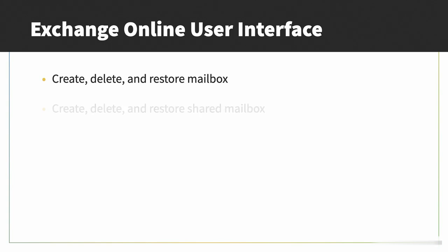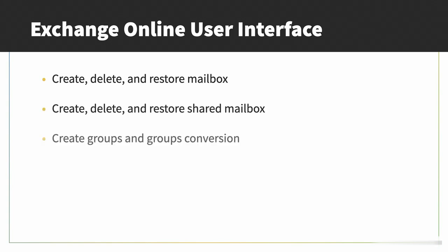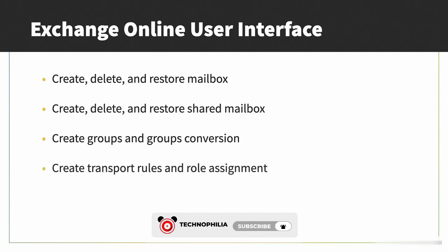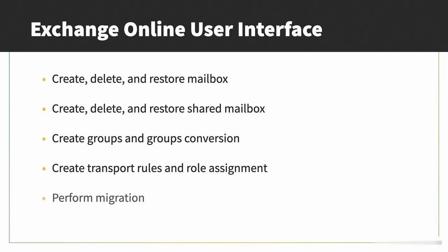From the user interface, we are able to perform a number of activities like creating a mailbox, deleting and restoring a mailbox, creating, deleting and restoring a shared mailbox, creating groups and group conversion, that is converting a distribution list group to a Microsoft 365 group, creating transport rules, which are also known as mail flow rules, then role assignments. We have different roles in the EAC. We have admin roles, and then we have user roles. And finally, we can perform different types of migration from the user interface.